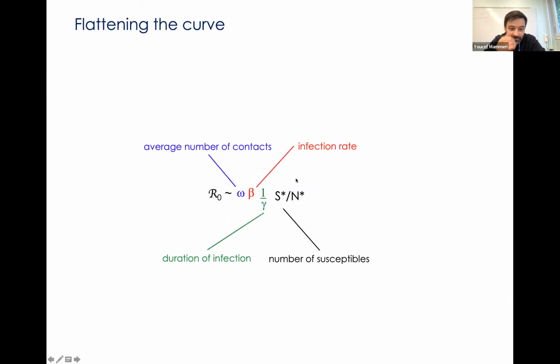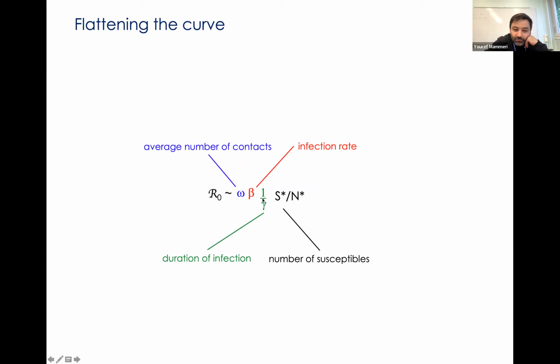So many things to do. And to flatten the curve, you have to come back to the definition of the R naught. I have this R naught, which in the beginning in France was 3. 3 is greater than 1, which is not good, so I have to make it less than 1. I have to do everything to make it less than 1. So if I look at the definition, I have to reduce this number.